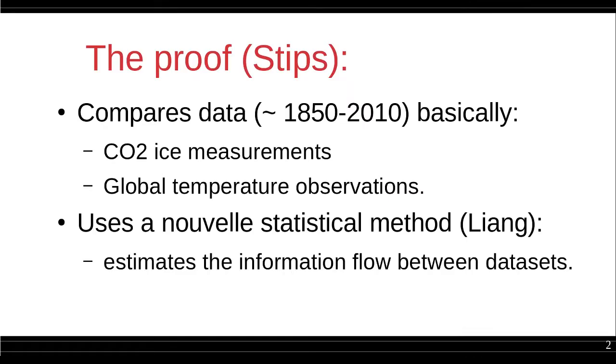Next. The proof presented here was published in a paper by Stips in Nature. There is a reference to the Stips paper at the end of this presentation. Stips basically compares carbon dioxide measurements to global temperature observations, and uses a novel statistical method by Liang to estimate the information flow between the two data sets.